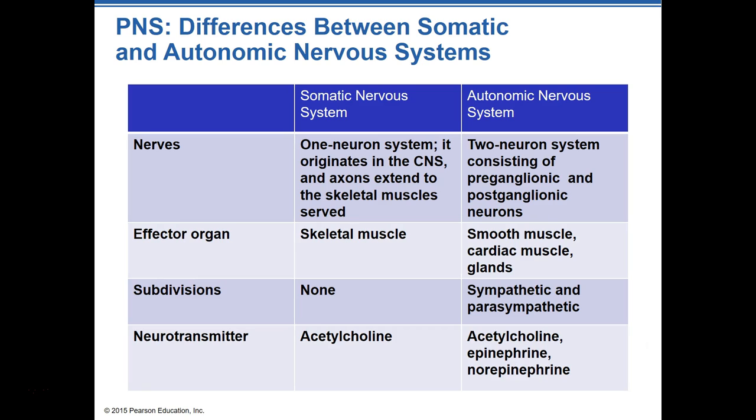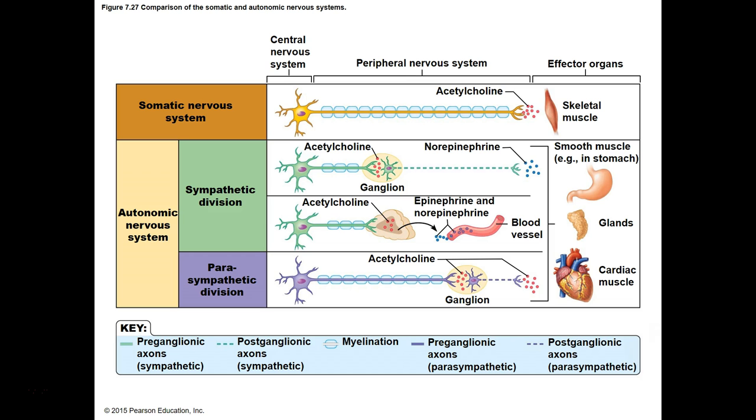The neurotransmitter for the somatic is acetylcholine. The autonomic nervous system uses acetylcholine, epinephrine, and norepinephrine. But acetylcholine is the parasympathetic side. Epinephrine and norepinephrine are the sympathetic side. So they're very specific. This also gives us another breakdown of how that looks. You can see the sympathetic and parasympathetic sides, how they're innervated, and the neurotransmitters that they use.